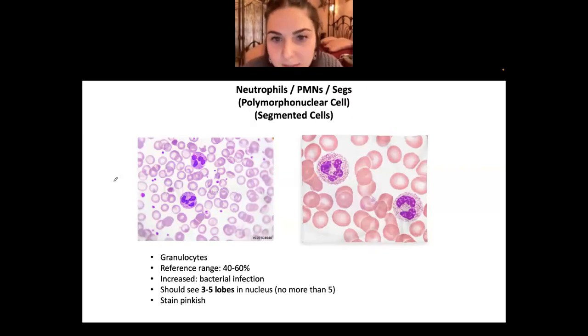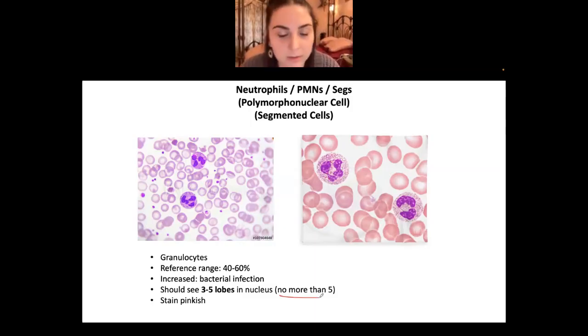If you notice, they have little granules, little dots here. That's all the granules within it. These should be the highest percentage in your blood, in your CBC when you order a CBC. If you have high levels of neutrophils, think bacterial infection. You've probably realized this from doing cases, but if you have high neutrophils, think bacterial infection. But what's really, really important is you should see 3 to 5 lobes to the nuclei, but no more than 5.